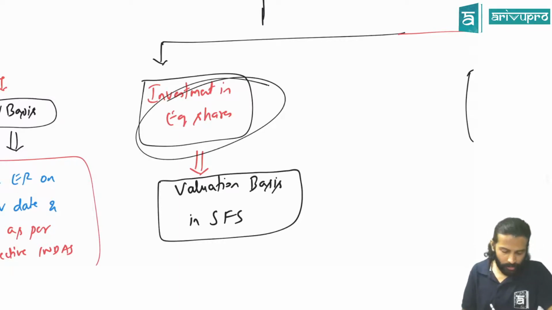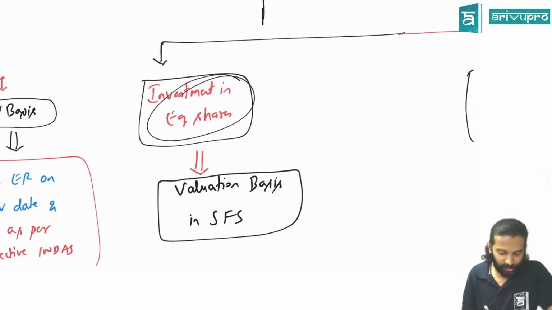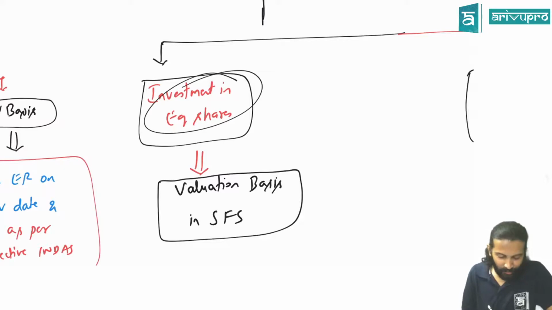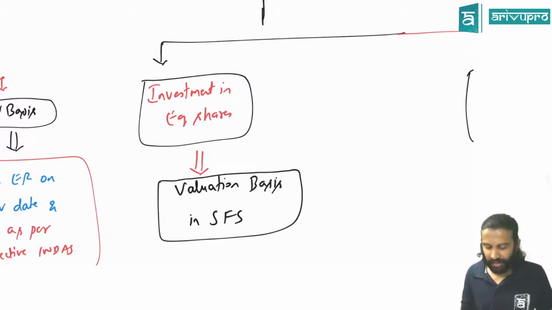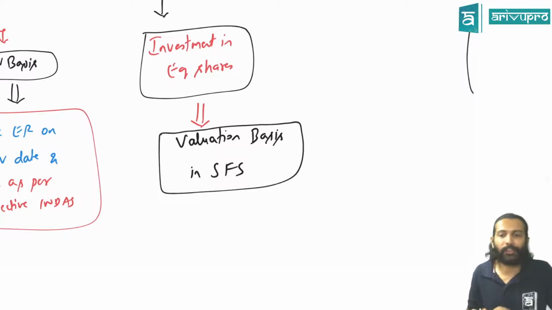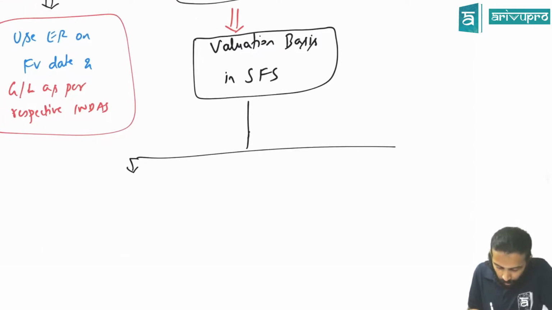In CFS, the investment will not even come, because that is what consolidation is. This investment you compare with net assets, and the balancing figure is only goodwill or bargain purchase gain. That's what we do. So this will not come in CFS. This will only come in SFS, separate financial statements. So in SFS, this investment could be valued at what?